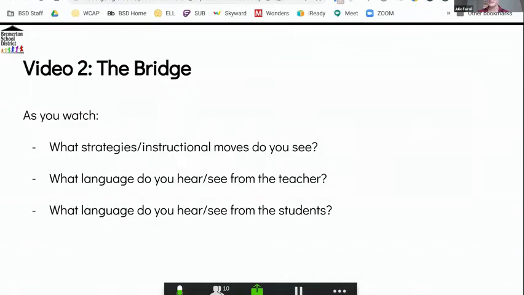You noticed, and I'd like to take a moment to talk about what strategies or instructional moves did you see, again, from the teacher or from students? Well, the same moves previously done, right? But now in English. And the moves don't translate, they're the same.